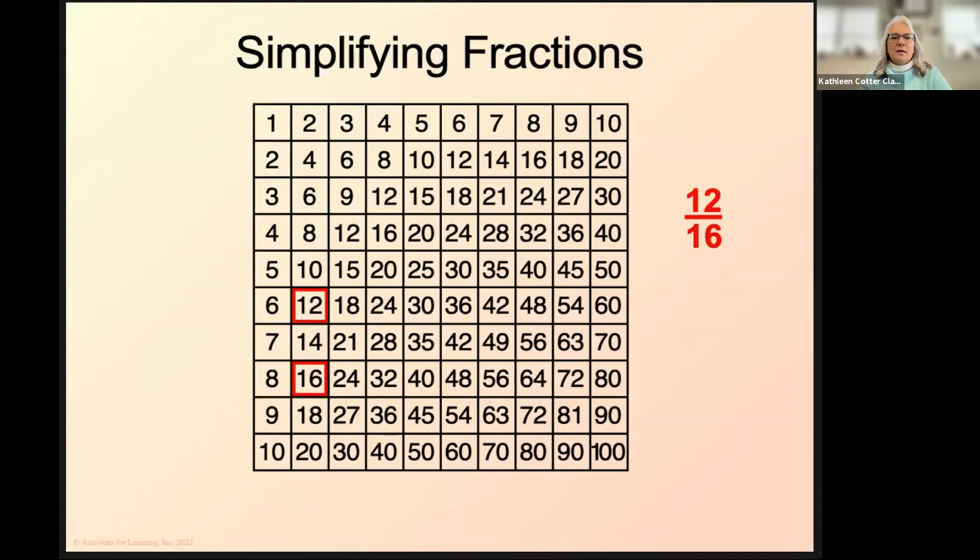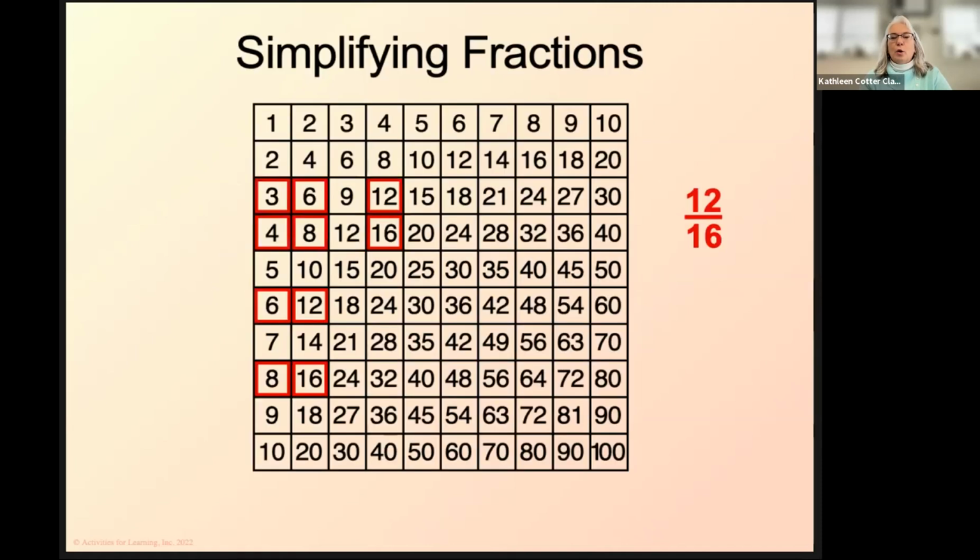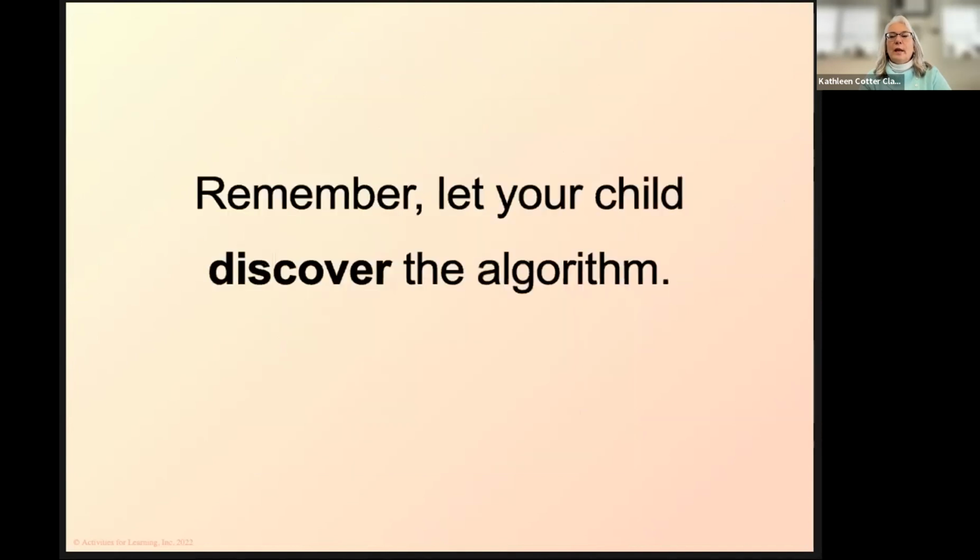Let's do 12/16. Now I happen to find it over here in the 2s column. 12/16 is the same thing as 6/8, but oh, look, here's 6/8 again. And I can move it up to 3/4. Now I could have found the 12/16 here in the 4s column, but I didn't. It worked. Remember, let your child discover the algorithm. So back here, you don't say, well, it's 12 divided by 4 and 16 divided by 4. Let them discover, oh, I'm dividing it by 4. Oh, that's why that works. So let them discover the algorithm.